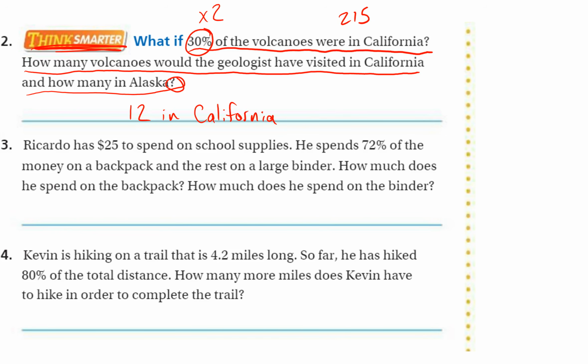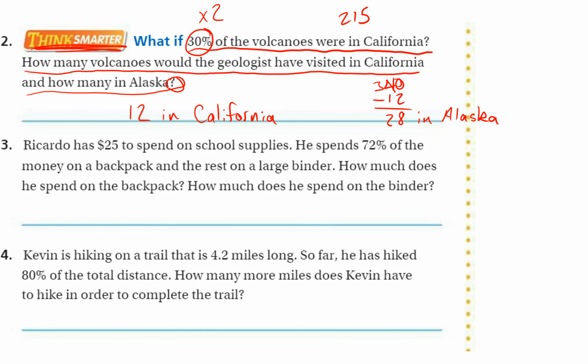And then to find out how many he visited in Alaska, I would just take that total, which again was 40, minus how many he visited in California. And if I do that math, I get 28 in Alaska. So that's what they mean by thinking smarter there.